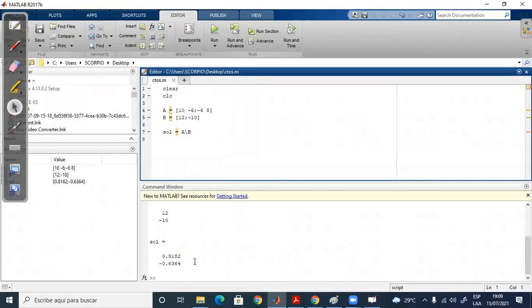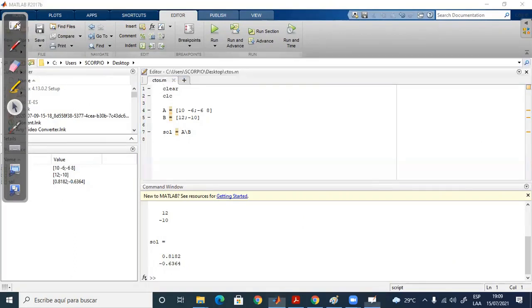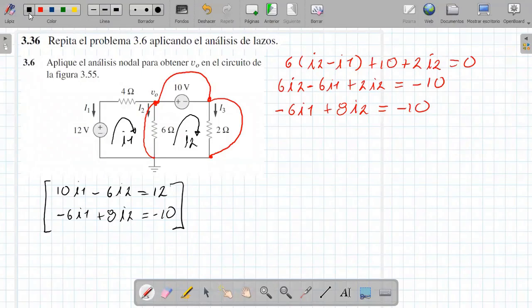Let's look. It tells me that the currents are 0.81 amperes and minus 0.63 amperes. I come here and say that the current I1 is 0.81 amps and the current I2 is minus 0.63 amperes. That is the loop current. Now it tells me to determine V sub 0, and V sub 0 is over the 6 ohm resistance.